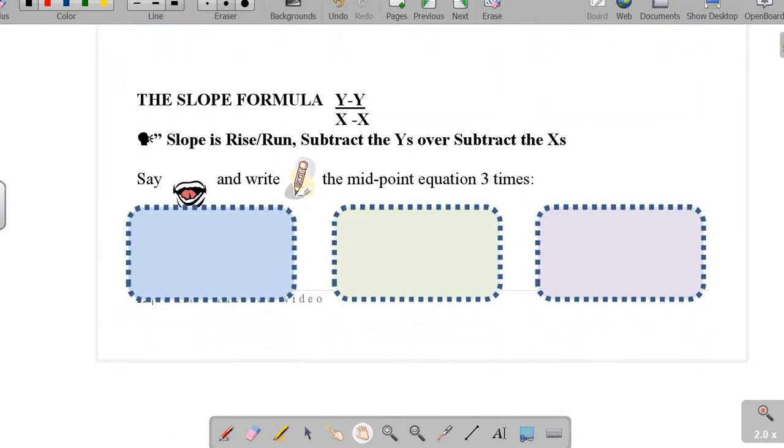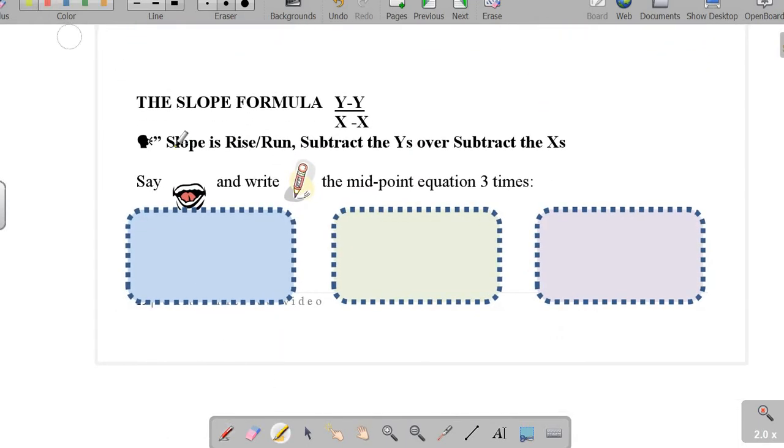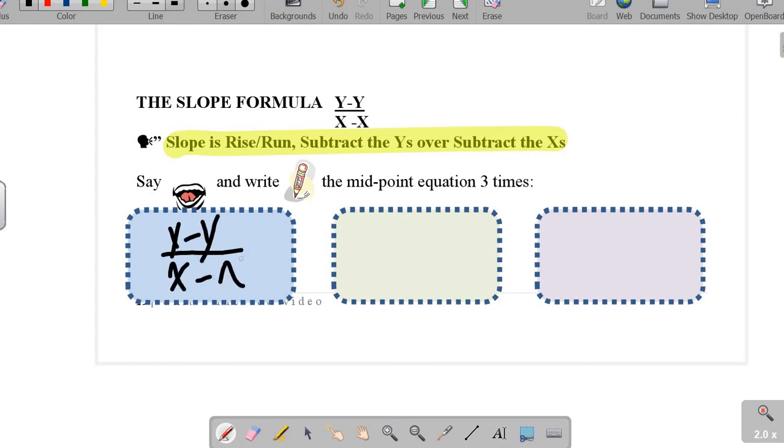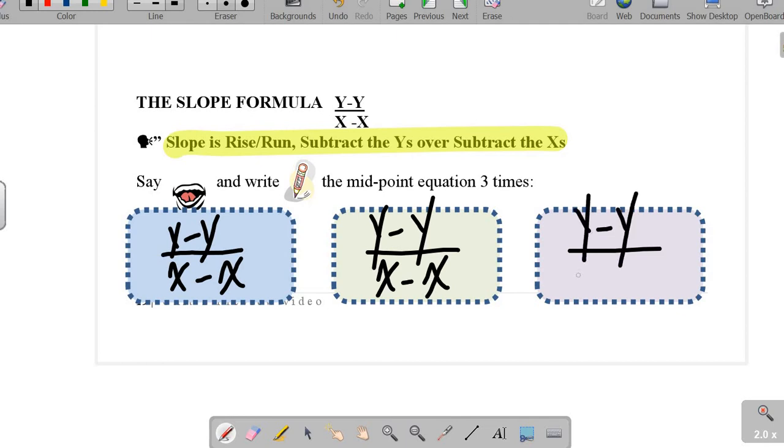Slope formula. What we're saying is right here. Slope is rise over run, subtract the y's over subtract the x's.